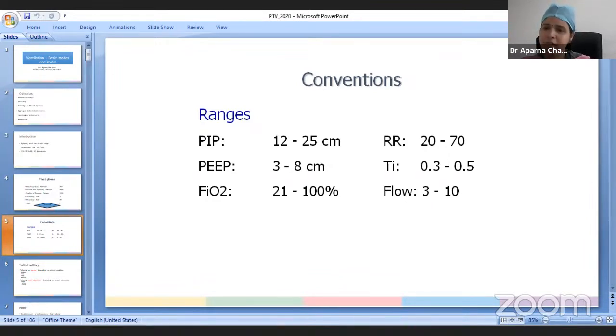Whereas in a term baby with asphyxia, where the baby is hardly breathing or hardly having a work of breathing, you are primarily ventilating the baby for poor respiratory drive, then we may begin with a respiratory rate of maybe 30 or 40 breaths per minute.